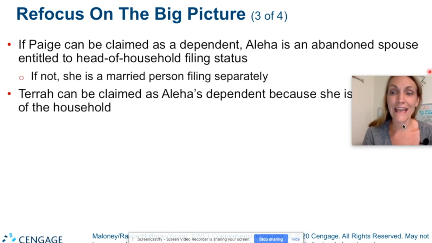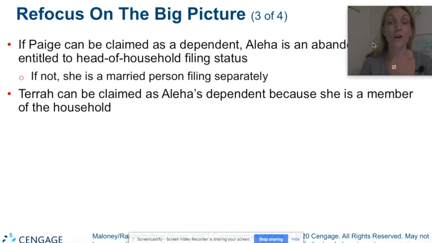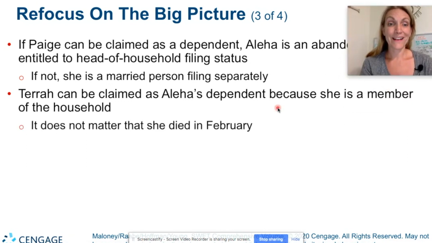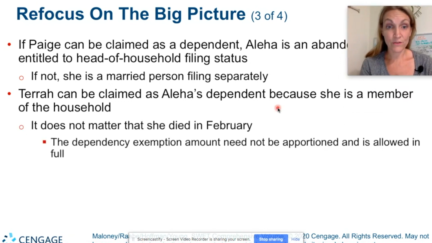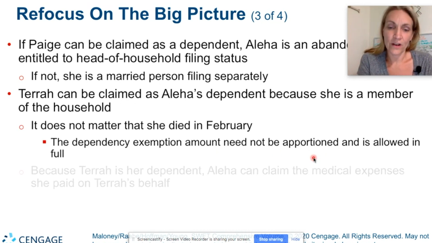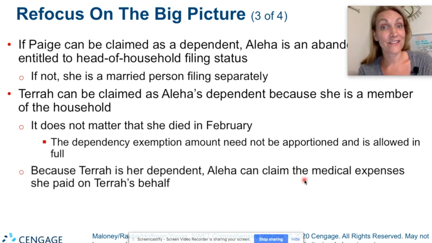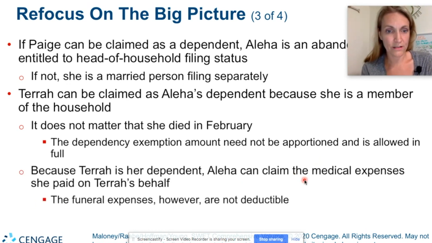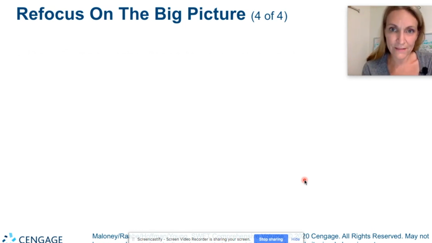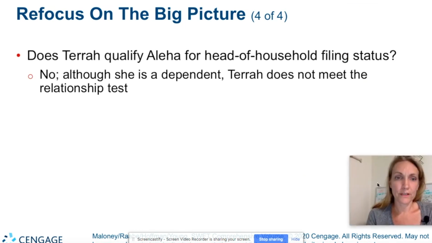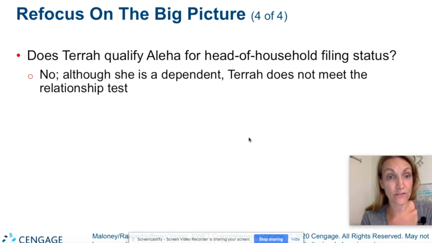So Tara can be claimed as A's dependent because she is a member of the household, but it doesn't matter that she died in February. So whenever someone dies during the year, the dependency exemption, which we don't have, isn't apportioned. You just get the full amount. So she qualifies for any of those other purposes. Because Tara is her dependent, A can claim the medical expenses she paid on T's behalf, but funeral expenses are never deductible. Does Tara qualify A for head of household status?